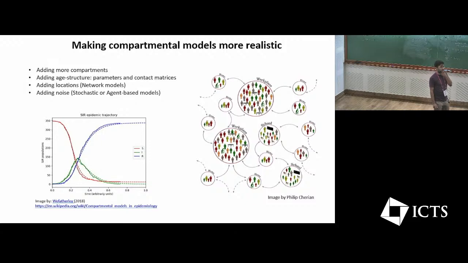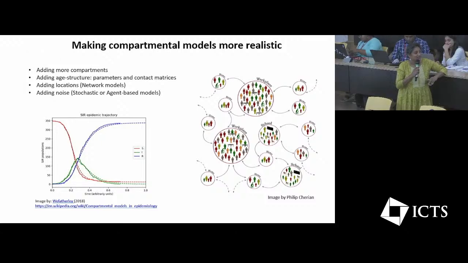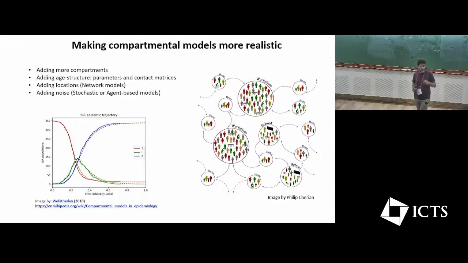For example, at the other end of complexity is agent-based models, where every single individual in the population is modeled, right? Like Shivatreya, who's actually at ICTS, and others did for Bangalore City. So exactly, and that's exactly what I was just about to come to. So that's the extreme.